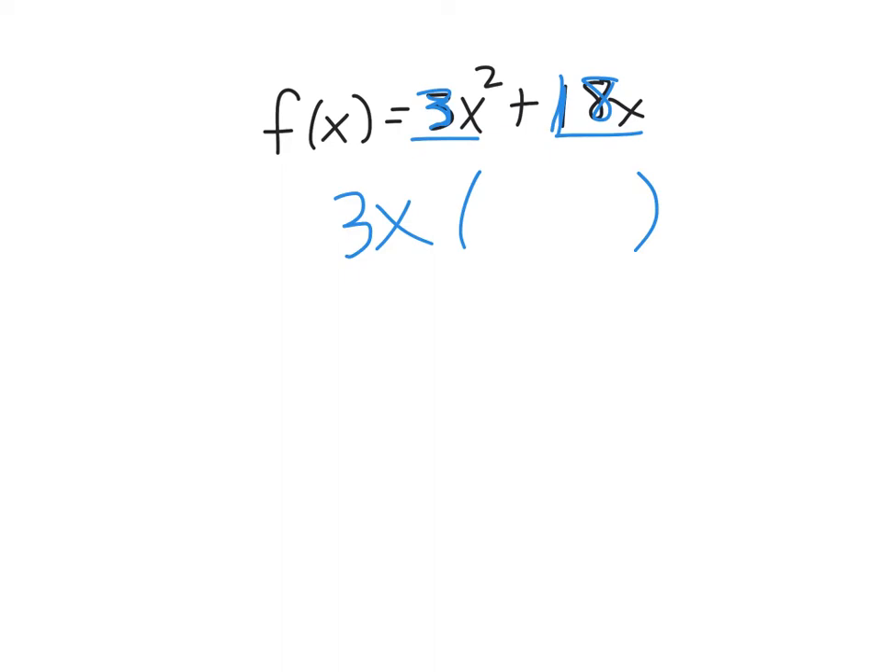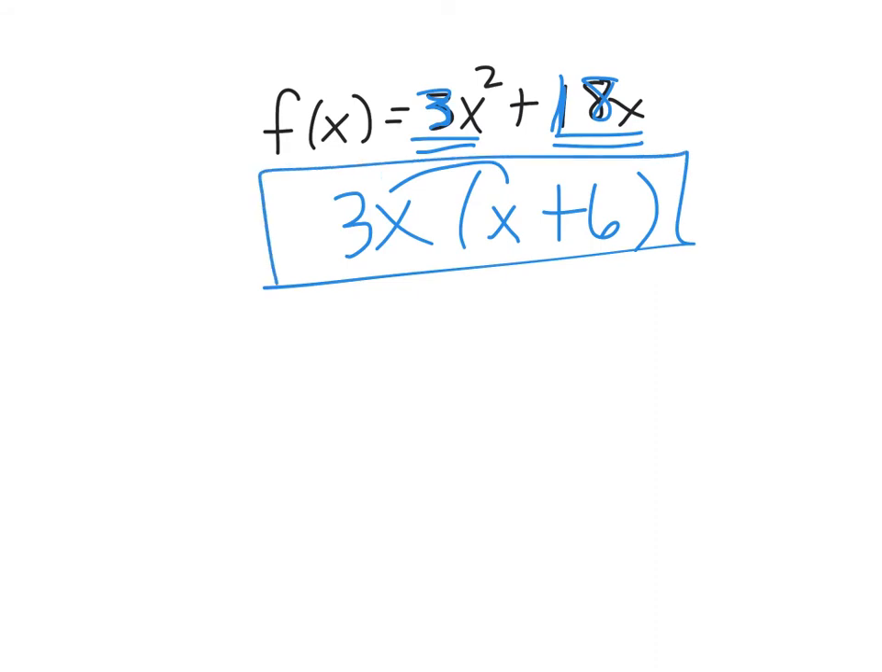So 3x times what gives you 3x squared? X. 3x times x is 3x squared. 3x times what gives you 18x? Positive 6. And those are my factors. That's my solution. So I'm basically factoring it out. I'm dividing the 3x term out of the equation.